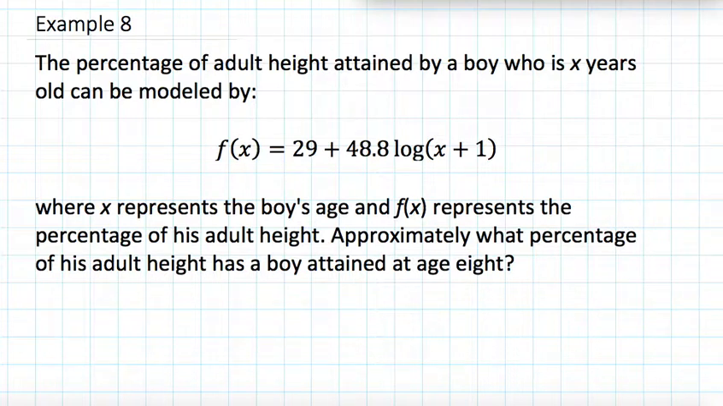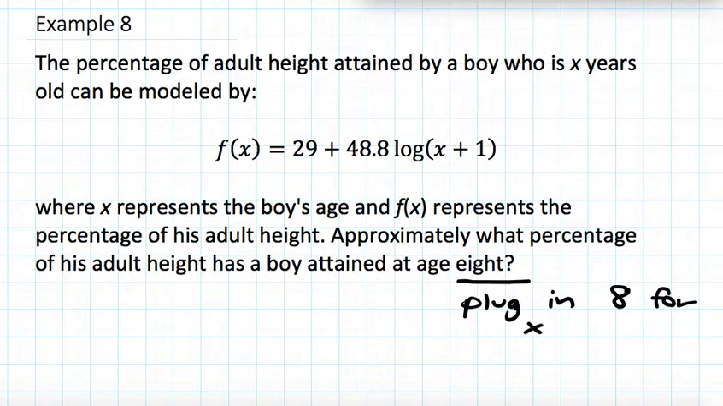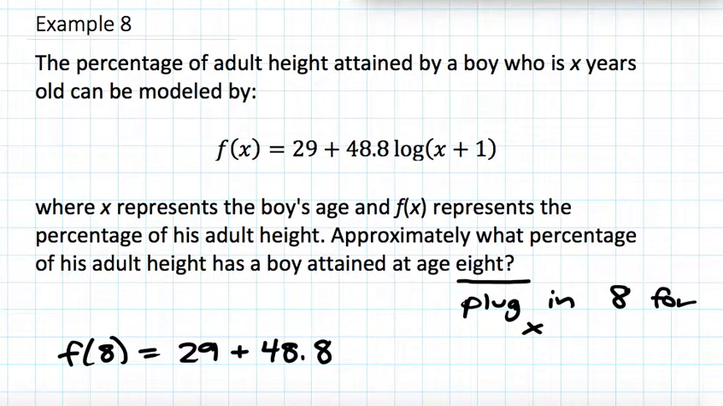So this is really just a plugging in problem. So we want to know what percentage of adult height the boy has at age 8. X is age, so we're going to plug in 8 for x. So we're going to calculate f of 8, which is going to be 29 plus 48.8 times log of 8 plus 1.